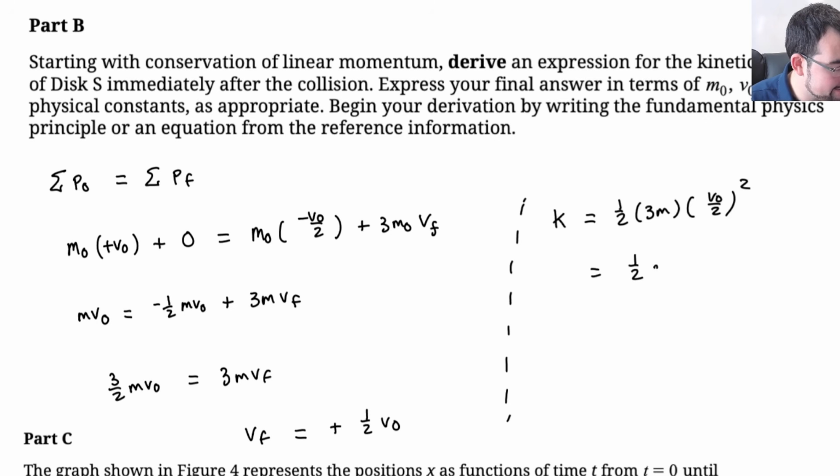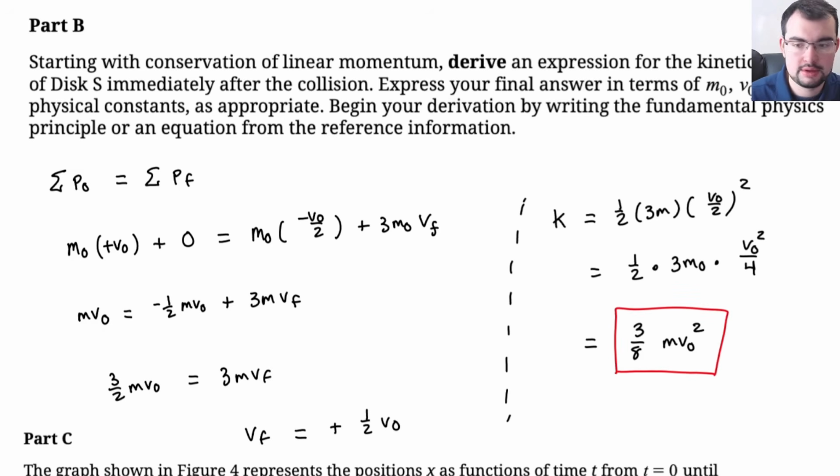So I get 1/2 times 3m0 times v0 squared over 4. And I get 3/8 m v0 squared. All right.